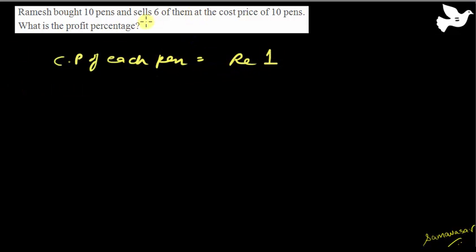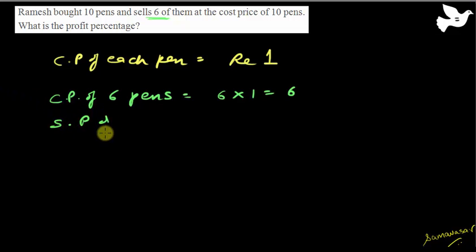Now in this case, I'm selling 6 pens, so let me do the calculation for 6 pens. What is the CP of 6 pens? That is 6 into 1, which is equal to 6 rupees. Now what is the selling price of 6 pens? What have I been given? He sells them at the cost price of 10 pens. So cost price of 10 means 10 pens into cost price of each, that is 10.